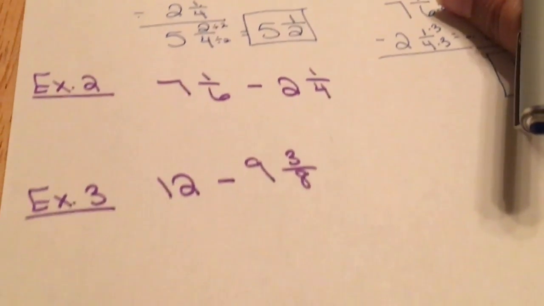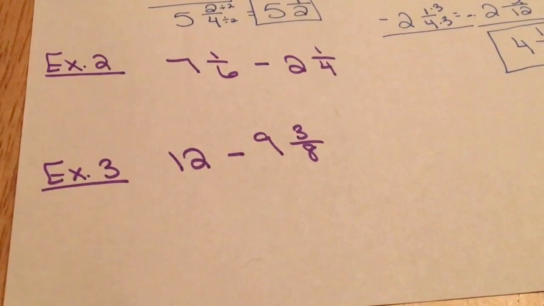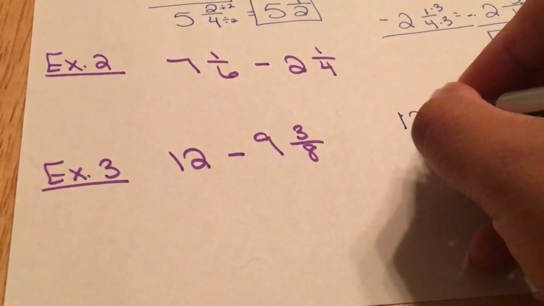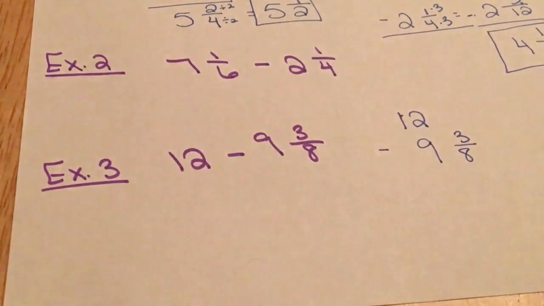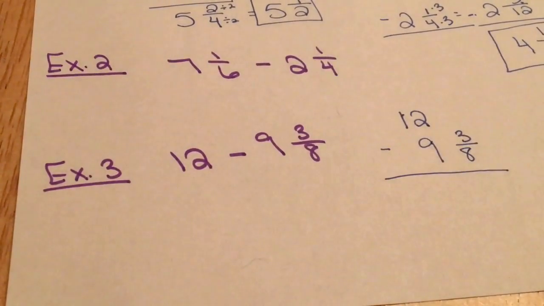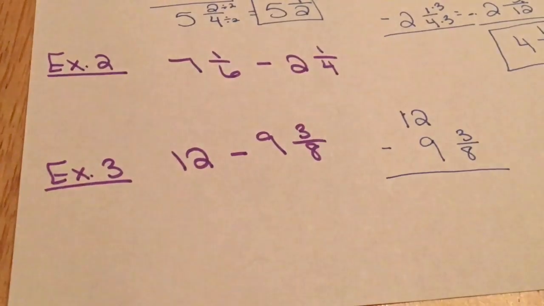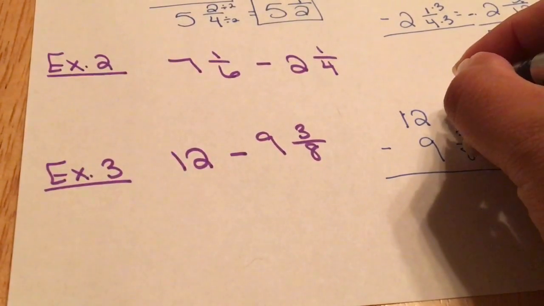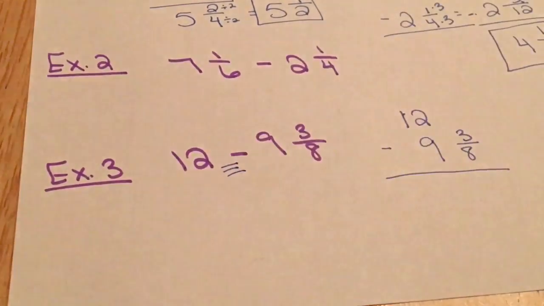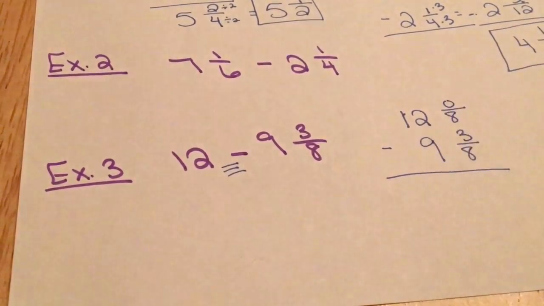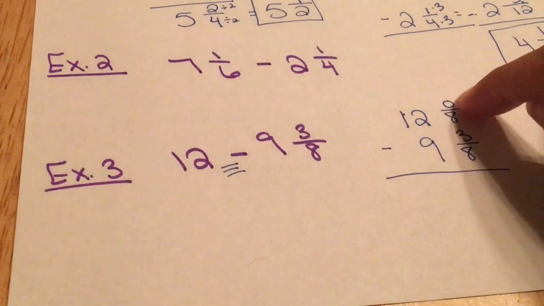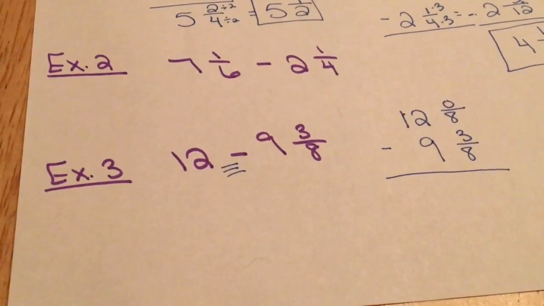We're going to see it one more time with this example 3. So the first thing I'm going to do is rewrite 12 minus 9 and 3/8. Notice this time that we don't have any denominator in our whole number here. So I need to make a fraction. Since I don't have a fraction part already with that whole number, I'm going to make it 0 over 8. We learned already that anytime we have 0 over any denominator, it's going to be 0. So I have 0/8 here.